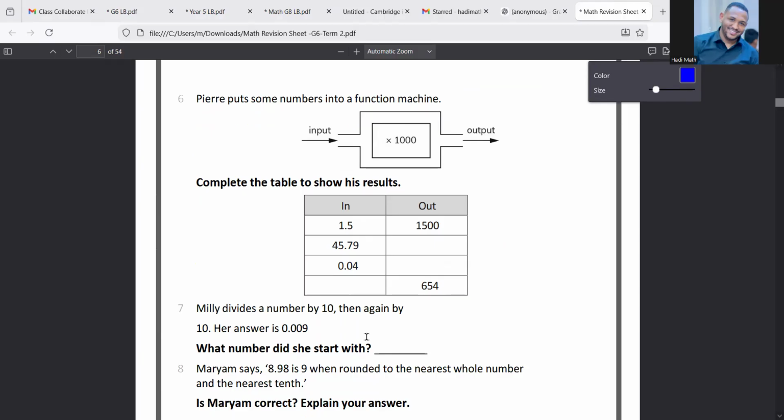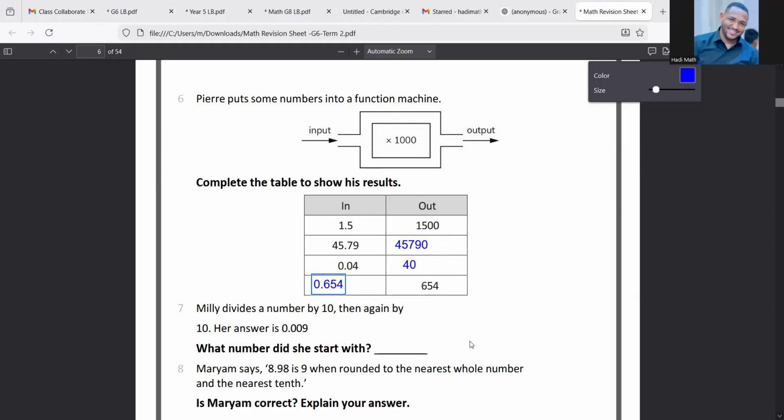Barry puts some numbers into a function machine. This is the input, multiply by 1000, get your output. Complete the results. This one, multiplied by 1000, the decimal point goes 3 places to the right. For 5.79, those are 2 places, you put 0 to make the third one. This one, also you multiply by 1000. You move the decimal point 2 places, 1, 2, and then you put 0 for the third one. This one is the answer, the output. They need the input. For the input, you go back. You divide by 1000. It's going to be 0.654.